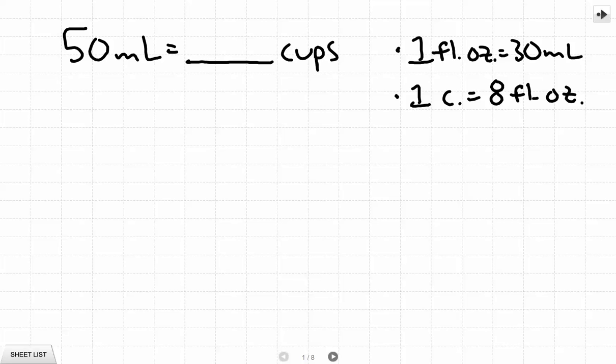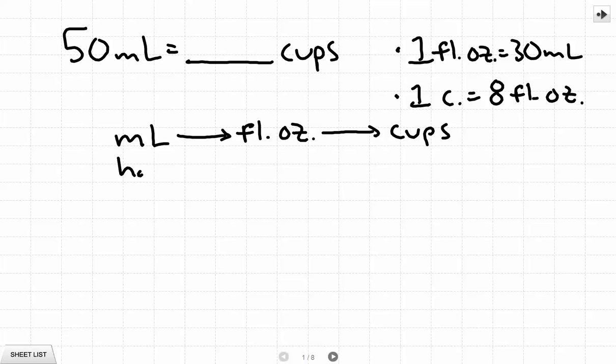So what we're going to do is take milliliters, since that's what we're starting with. We're going to change that into fluid ounces. And then we're going to change fluid ounces into cups. So milliliters is what we have. Cups is what we want.